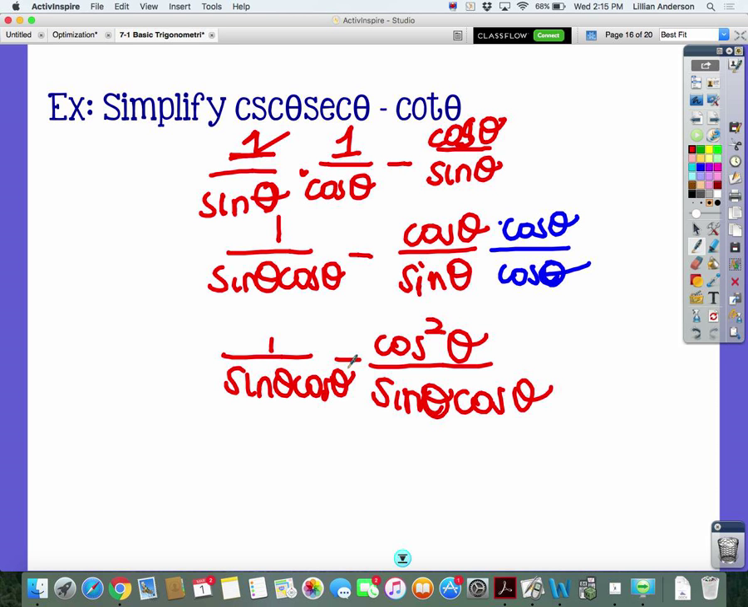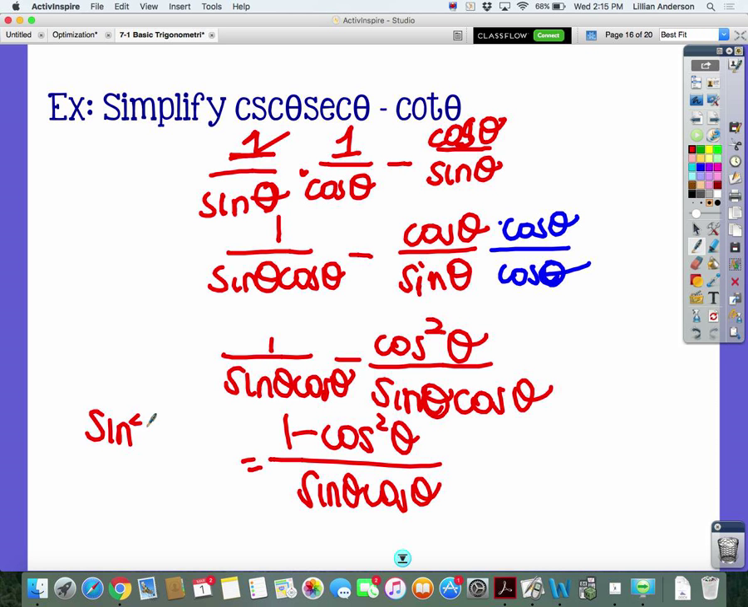Alright, now I'm only writing this line for visual purposes, okay? But now that I have the same common denominator, can I write it as 1 fraction? Yes. So this is 1 minus cosine squared theta. Really, truly, you could skip this line. Nope, we're not done yet. This is not in simplest form. The top does equal something. Close. Sine squared. Okay?